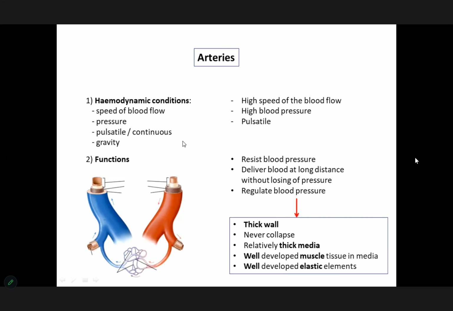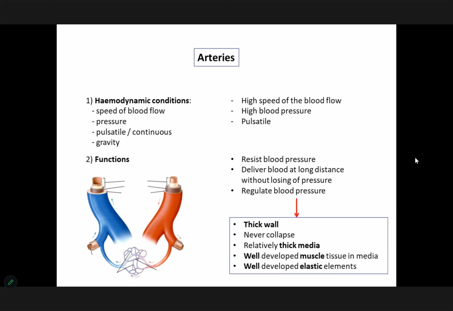Gravity doesn't play a role here. What are the functions of arteries? Arteries should resist this very high blood pressure and blood flow. Arteries should deliver blood at long distances to the organs and tissues of our body without losing the blood pressure, which is made by the heart.